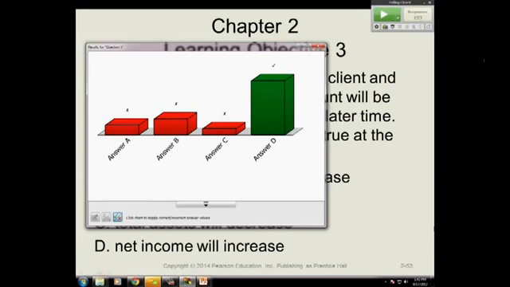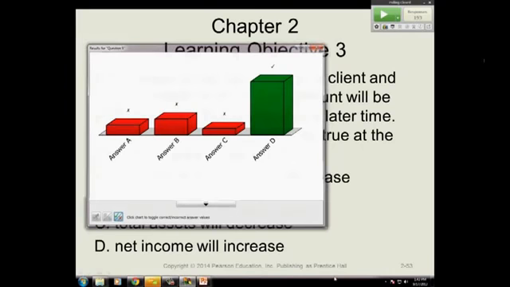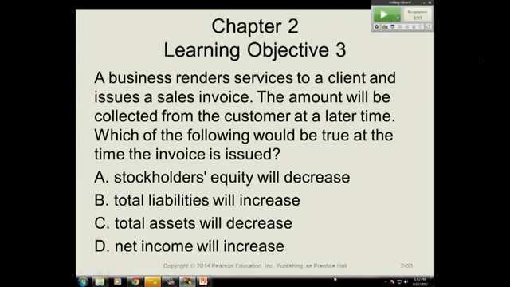What would be the journal entry on that one? What would be the journal entry? Let me move this out of the way. All right, so it's a debit to what? So he's got accounts receivable. What do you credit? Anyone? Sales or service revenue. So you debit accounts receivable, credit service revenue.